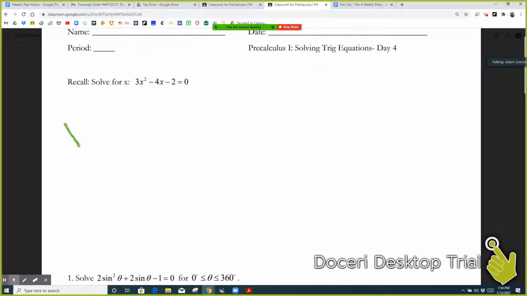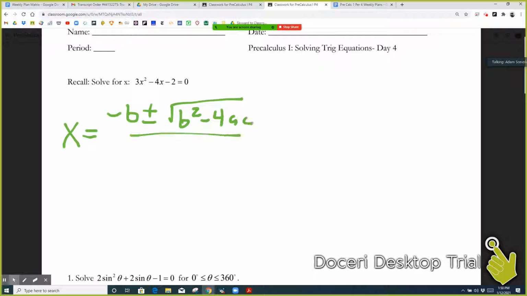So that is x is equal to the opposite of b plus or minus the square root of b squared minus 4ac all over 2a. Now, what's a, b, and c? Well, once it's in standard form, all right, a is the number in front of x squared, b is the number in front of x, and c is the constant term. So we have a is 3, b is -4, and c is -2.